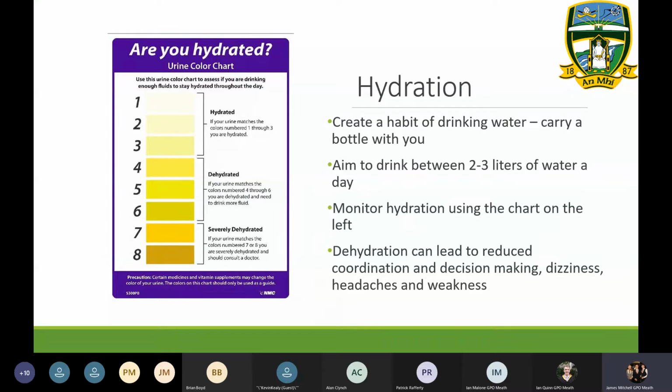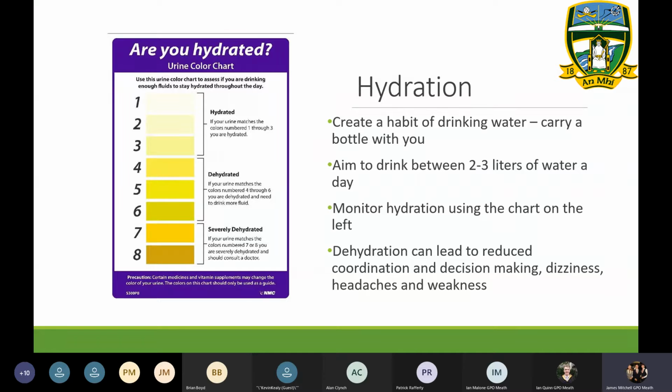And linking in with that is our hydration. Like I said, during exercise, you lose quite a significant amount of water in sweat. It's going to be individual, some people lose more than others. But these are general guidelines for most people, and once you nail the general side of things, you can get a little bit more specific. So the first thing I have here is to create a habit of drinking water. So carry a water bottle with you.